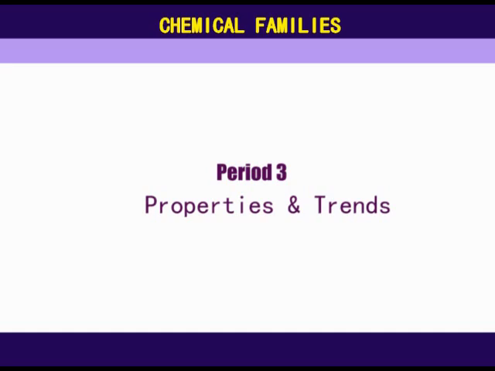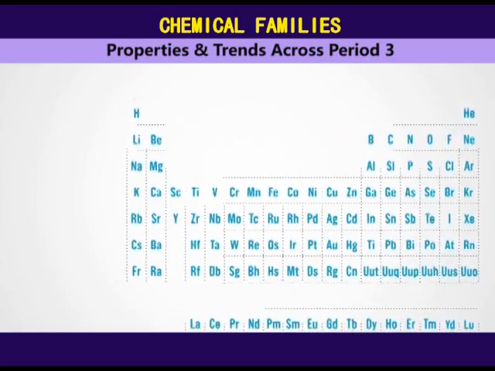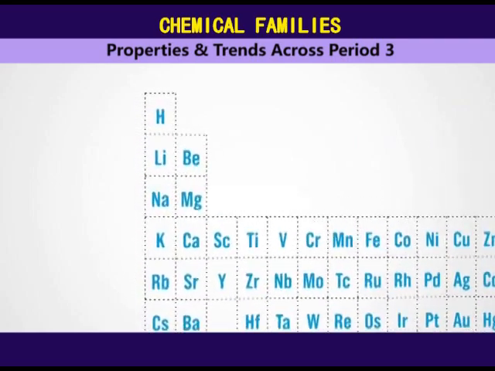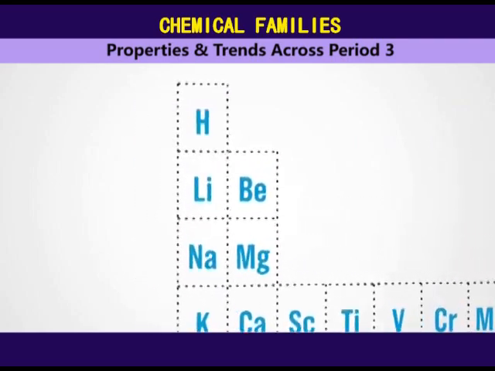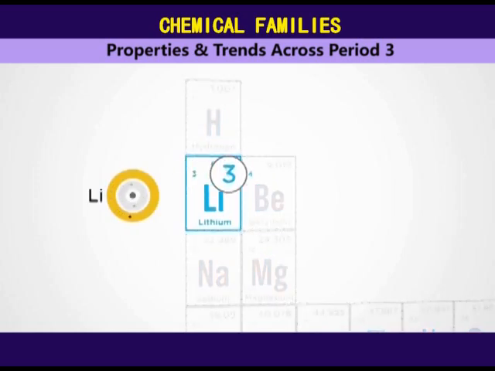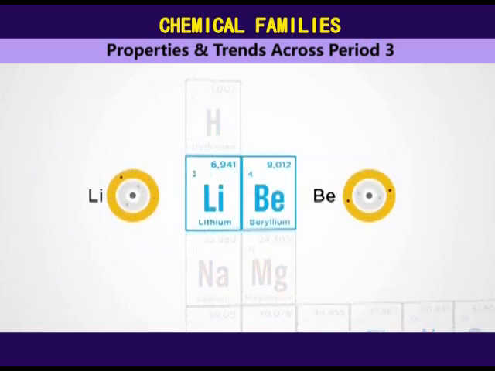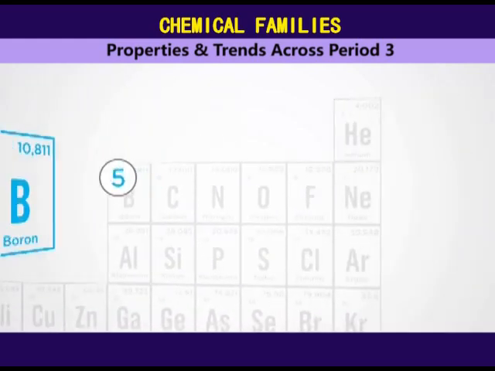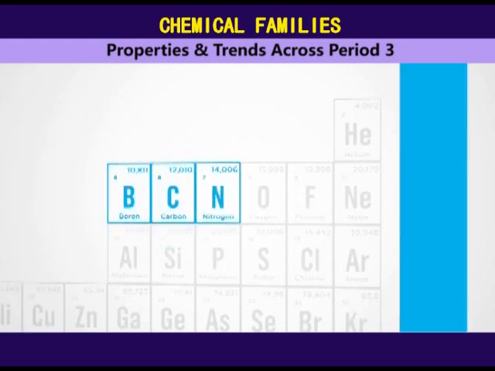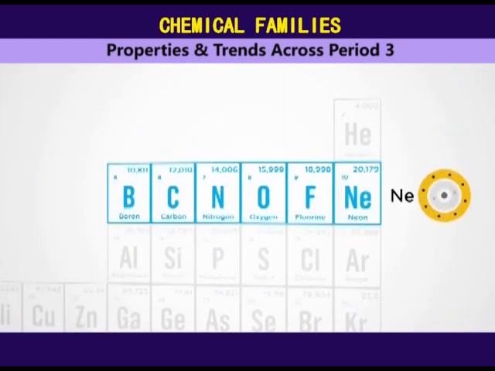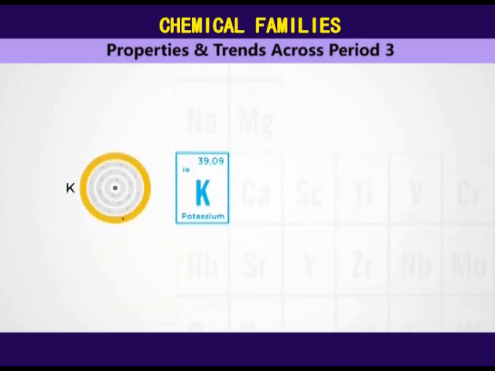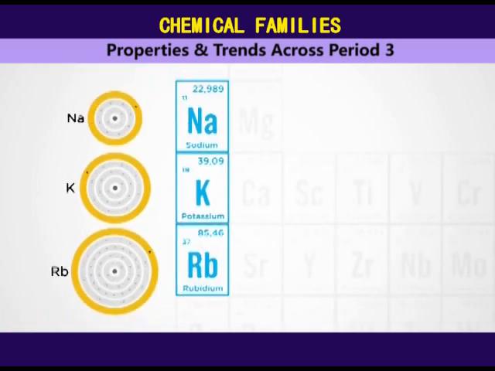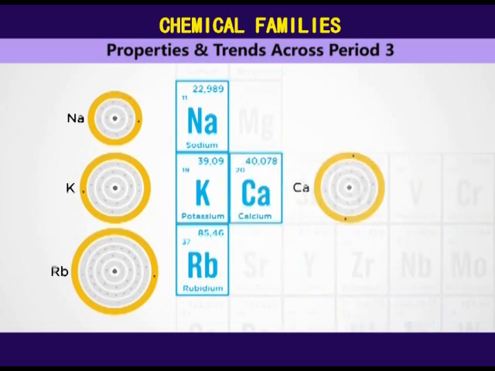Now we look at properties and trends across a period. As we have discussed earlier, elements in the same period have the same number of occupied energy levels. As you move across the period, the number of electrons in the outermost energy level increases by 1. While the elements in the same group exhibit similar properties, those across a period show gradual change in properties.